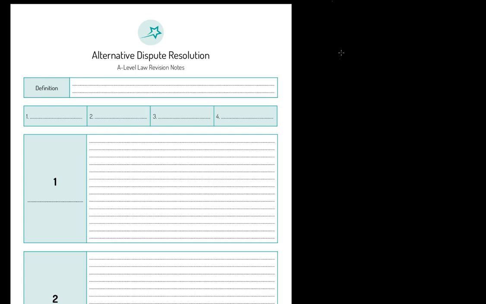My name's Aaron, and today we're going to be going through one of the topics for A-level law, which is ADR, or Alternative Dispute Resolution. This is applicable for most major exam boards, particularly WJEC and OCR, but you can also use it if you're doing Edexcel or AQA.